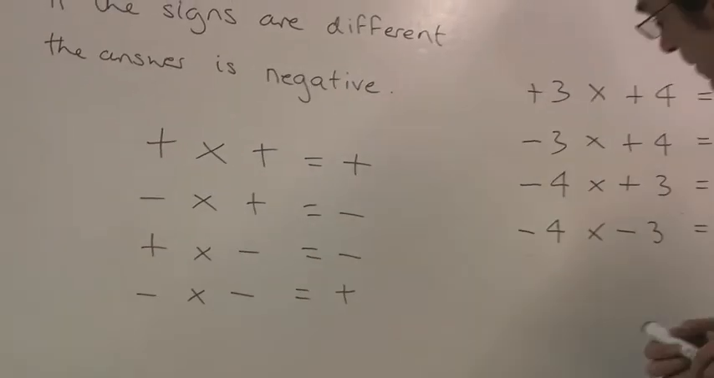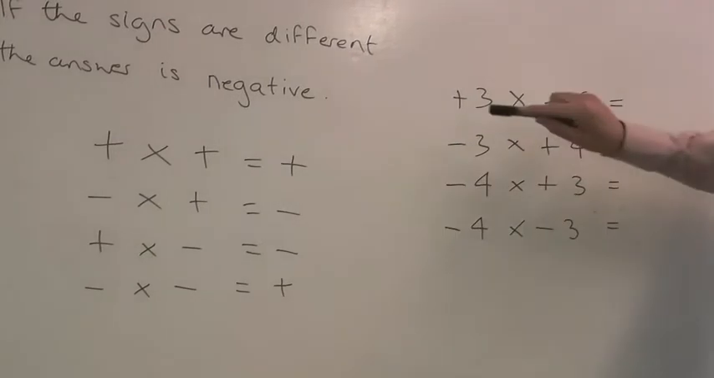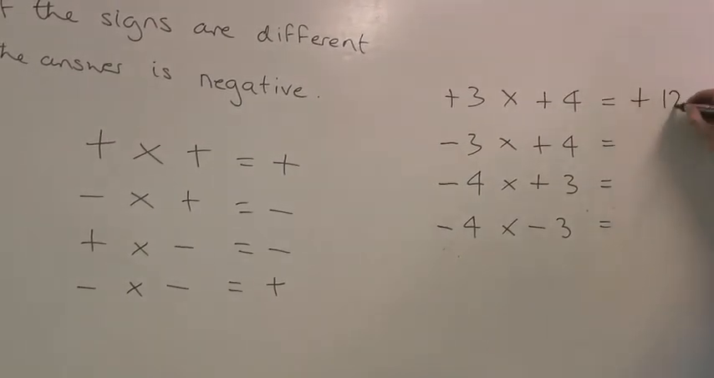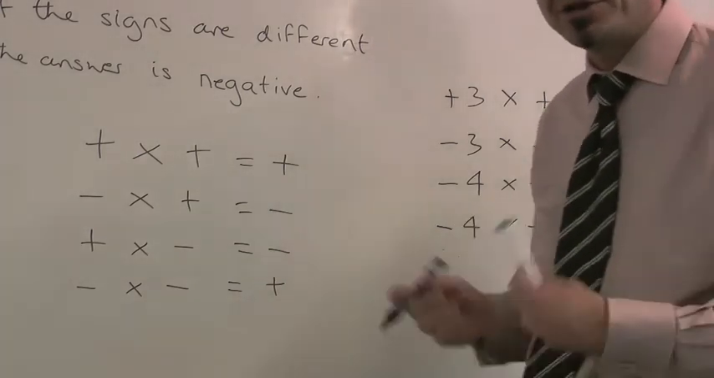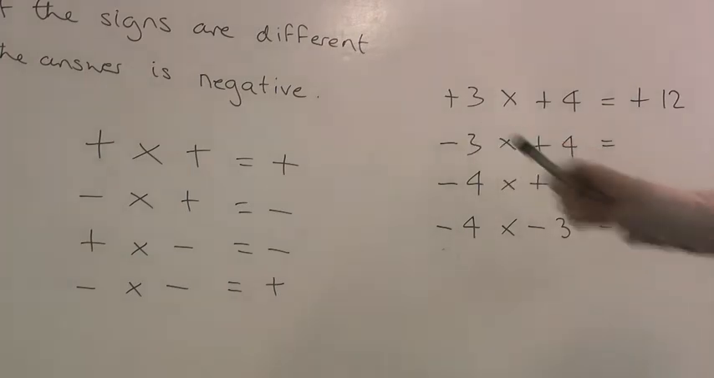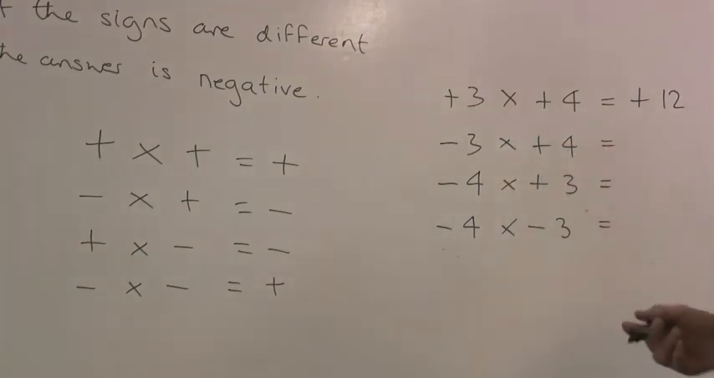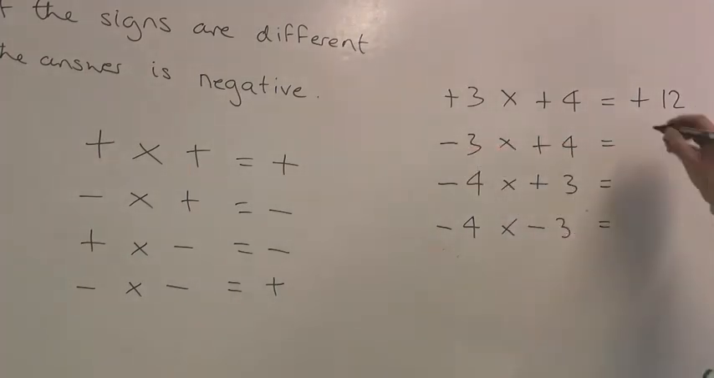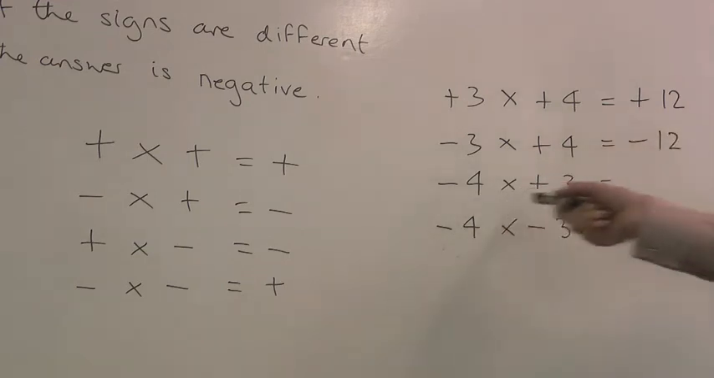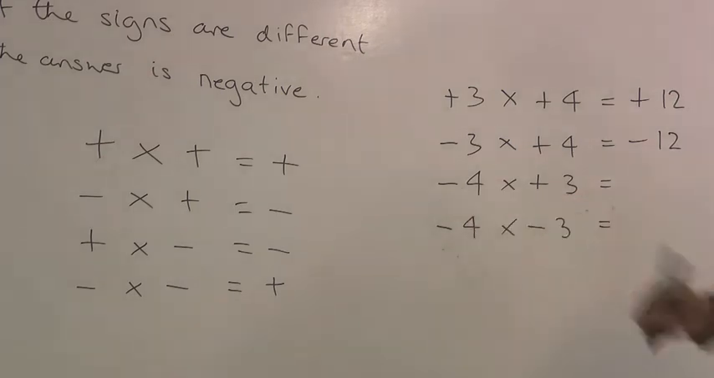And four little questions here for you. So plus 3 times plus 4 is plus 12. We don't usually write the plus sign, we just assume numbers are positive unless there's something else written there. Minus 3 times plus 4, we know our answer is 12. My signs are different, so my answer is negative. Minus 12. Same thing here, 4 times 3 is 12. I've got a minus 4 and a plus 3. The signs are different, so my answer is negative.